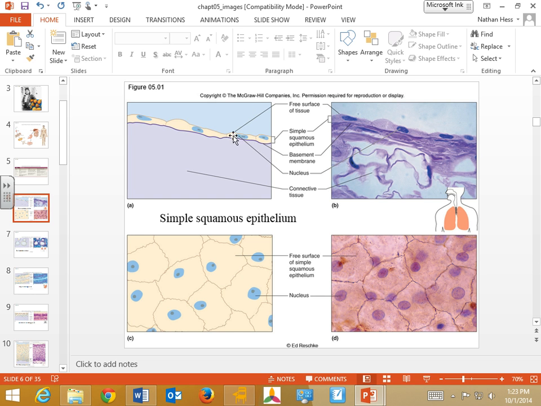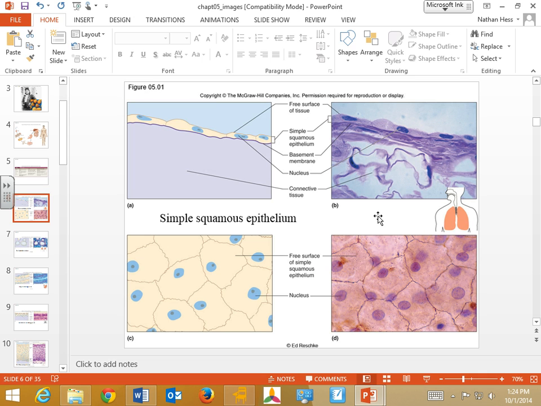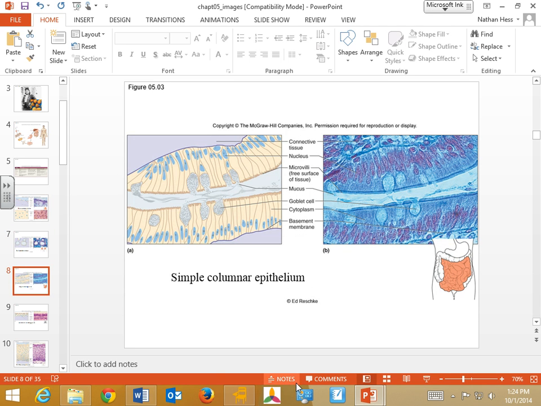Okay? Each of them has this basement membrane, which is basically the separation between the actual epithelium and the connective tissue below it. None of these tissues ever occur by themselves. They're always with other tissues. Because remember, connective tissue is one of our four here. Yes, it's all intermeshed together. All right, let's move to the next one.